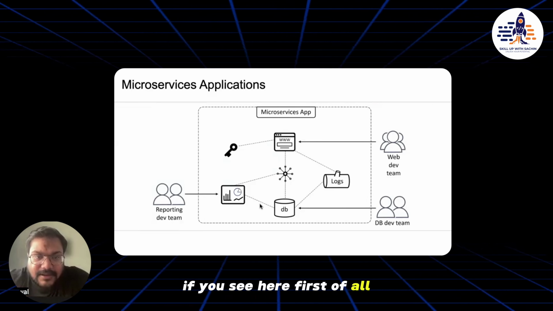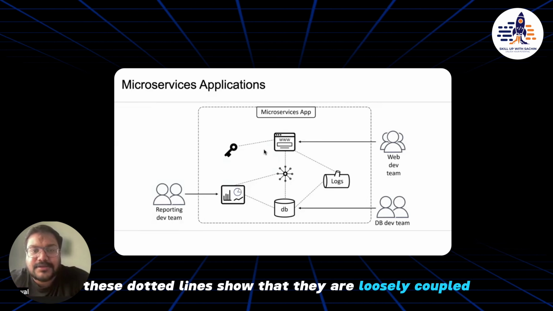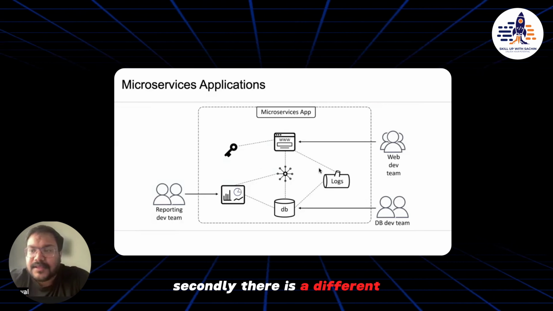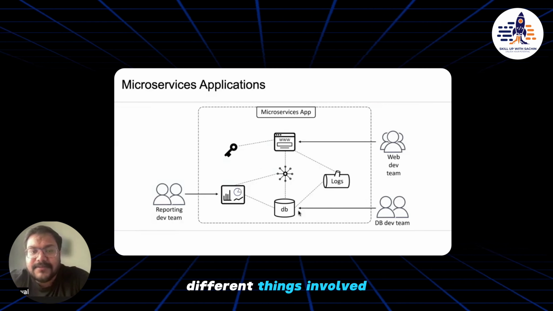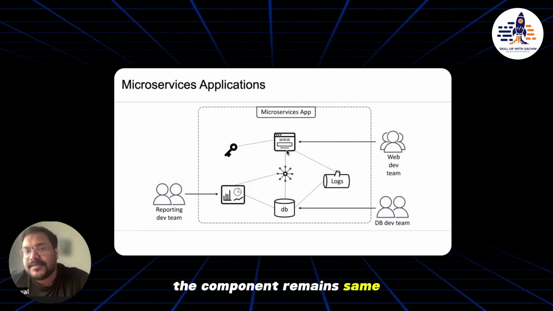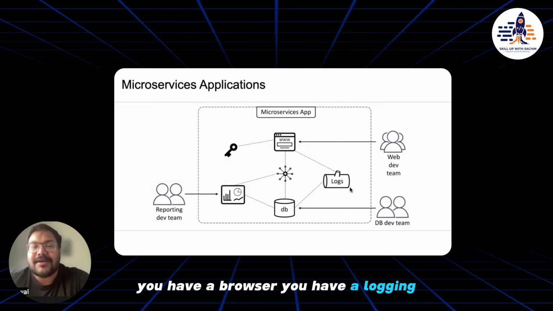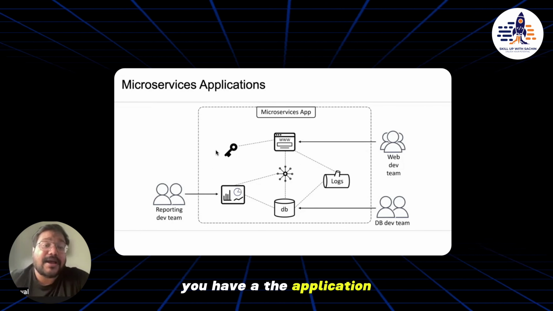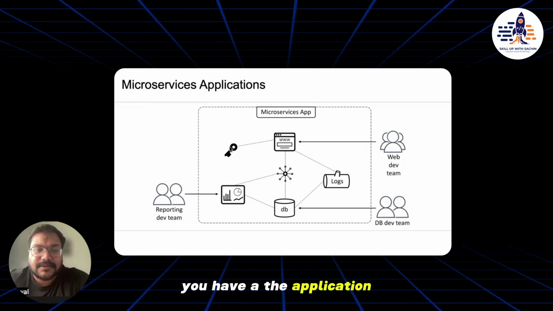First of all, these dotted lines show that they are loosely coupled. Secondly, there are different teams involved for different things. The components remain the same: you have a browser, you have logging, you have a database, you have monitoring, you have the application.